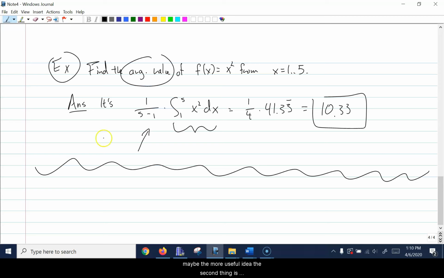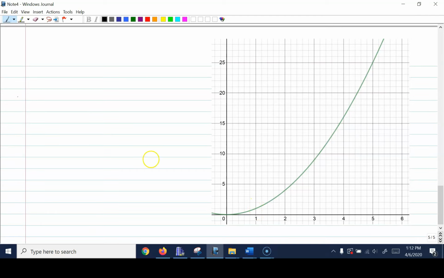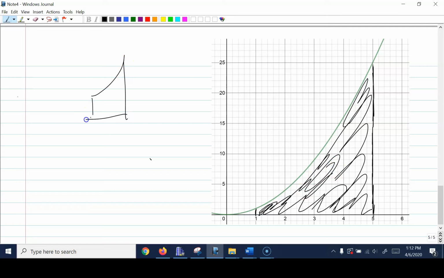The second thing is, graphically, this number has a meaning. Let me make a good graph of x squared. Okay, so here's a pretty good graph of the function y equals x squared from 1 to 5. What did we just do? We computed the integral from 1 to 5. So this area, the area between the x-axis and the curve, was 41 and a third.